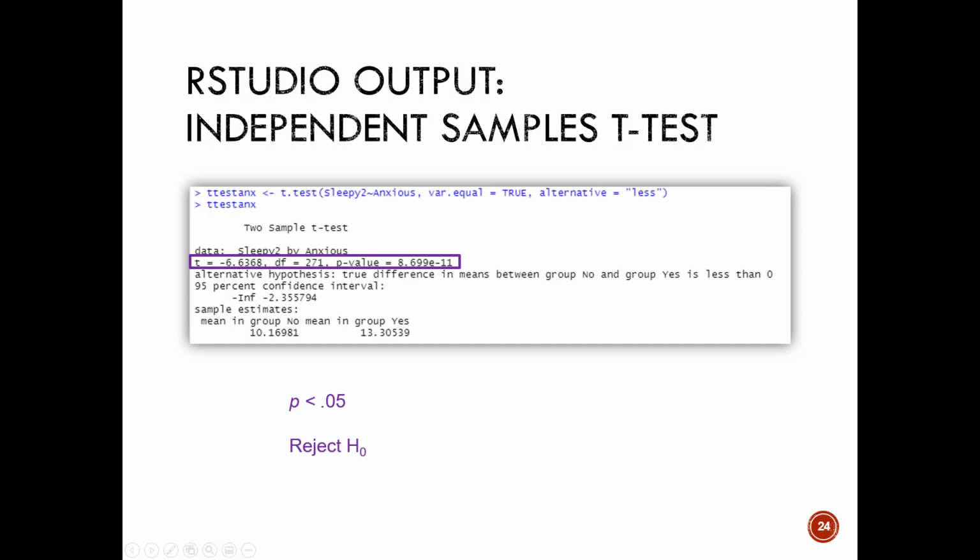Now, what was the alternate hypothesis? The alternate hypothesis written up here for you, where the true difference in means between the first group, group no, and group yes, the second group, is less than 0. Translated, it really means the mean of no group is less than the mean of yes group. And that is consistent with what we see here. And so what we're saying is that the t-test suggests that there's a significant difference between the two groups and in the direction that we hypothesized.